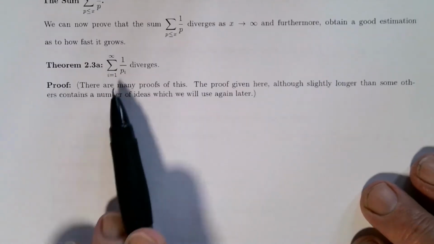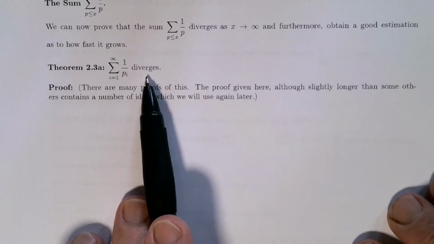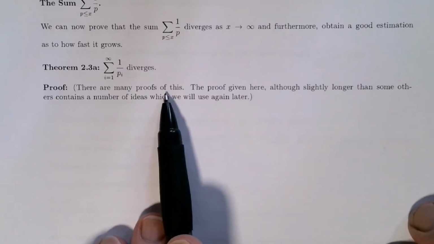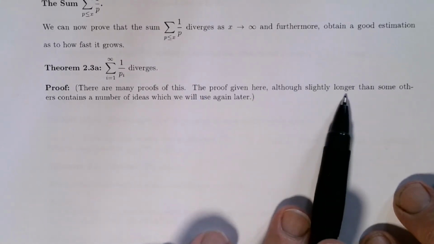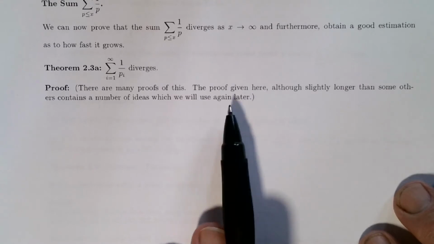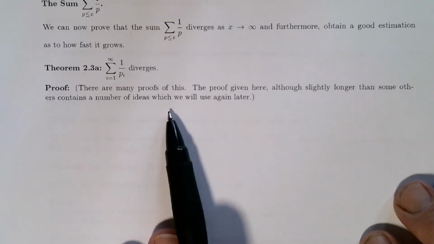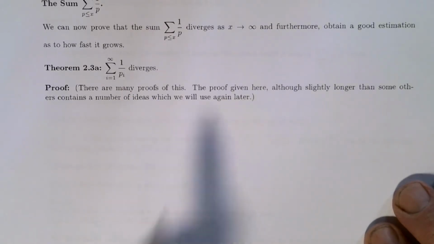So the first thing to do is we're going to prove that the sum of the reciprocals of the primes diverges. Now there are lots and lots of different proofs of this. You'll find them in different books. The proof I'm giving here is slightly longer than some others. But the reason I do this is that it contains a number of ideas which will be used again later. In particular, we're going to generalize some of the techniques in this proof when we come to the proof of Dirichlet's theorem. And so although this is not the slickest or the shortest proof of this fact, it is, for our purposes, perhaps the most useful one.